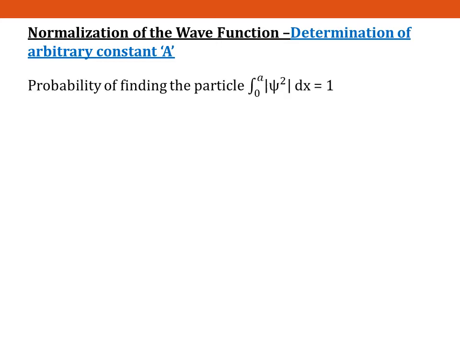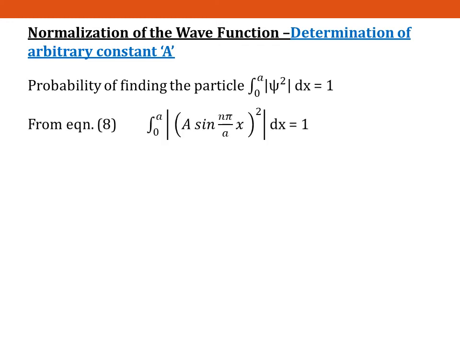The probability of finding the particle is given by integral 0 to a mod psi square dx equal to 1, 0 and a being the boundaries of the box within which we have the particle. Therefore, the probability is exactly equal to 1. From equation 8, we substitute for psi as A sine n pi by a x, and we have this equation, which is integral 0 to a mod A sine n pi by a x the whole square dx equal to 1.